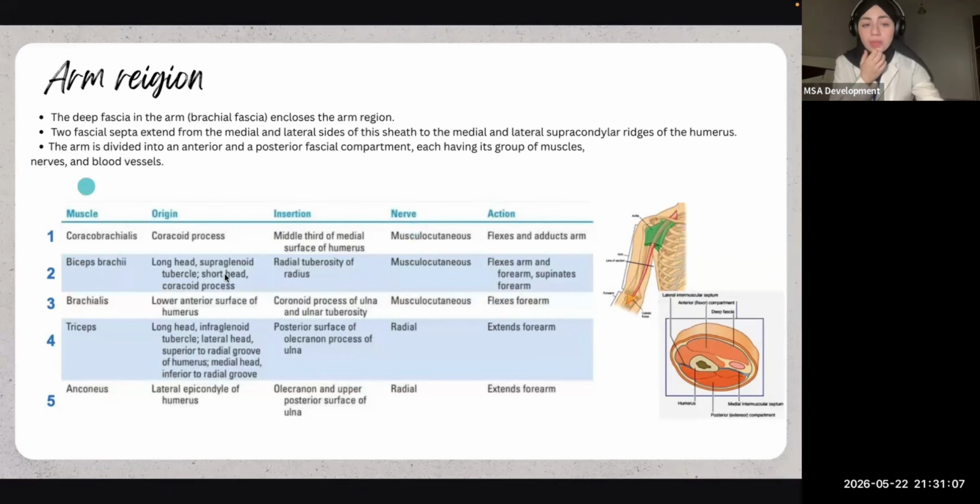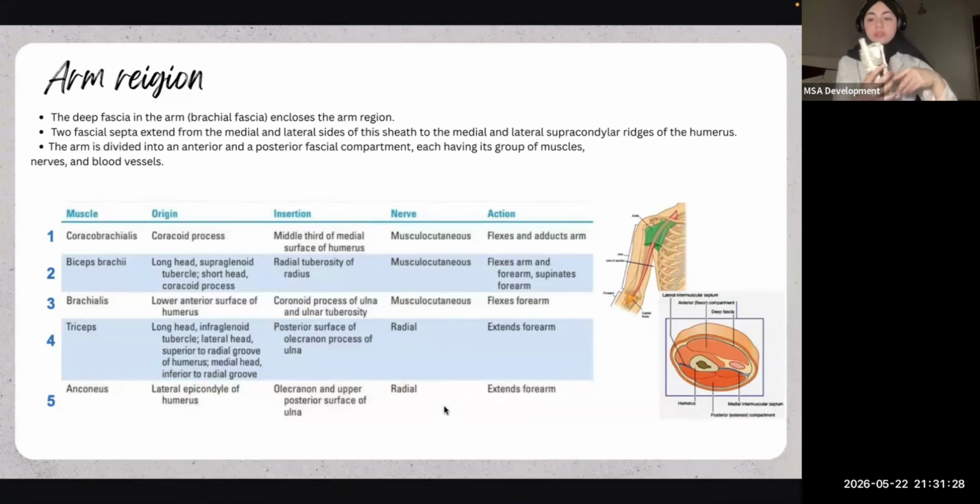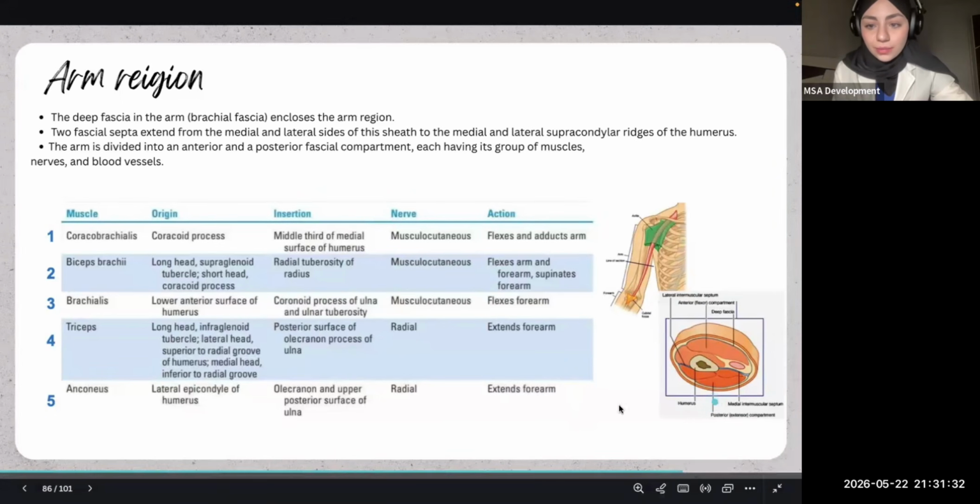Again, we've returned to the overwhelming tables, but they're a lot easier in the arm, because notice how the first three muscles are actually flexors. What are they all innervated by? The musculocutaneous nerve. And then we have the triceps and anconeus, which are posterior muscles. And again, what are they innervated by? The radial nerve. Okay, let's go and revisit the skeleton. Okay, moving on.